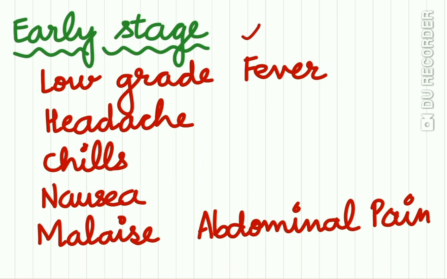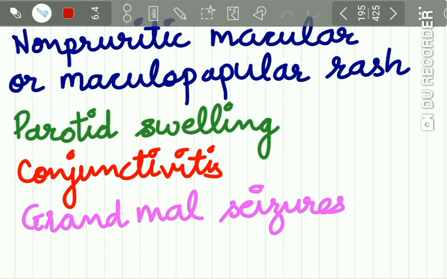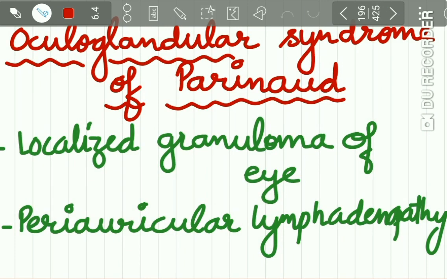Early stage may exhibit low-grade fever, headache, chills, nausea, malaise and abdominal pain. There may be a non-pruritic macular or maculopapular rash on the body of the patient, parotid swelling, conjunctivitis, and in severe cases, grand mal seizures may occur.